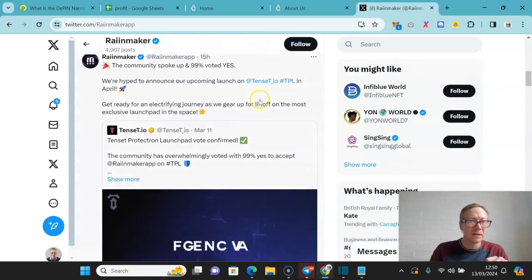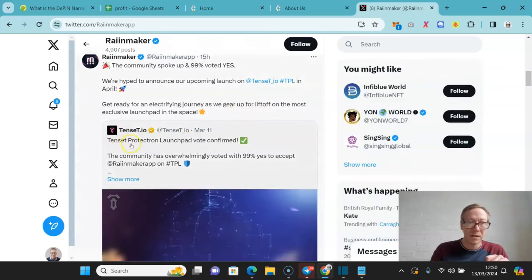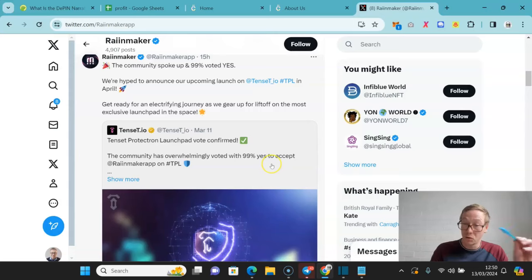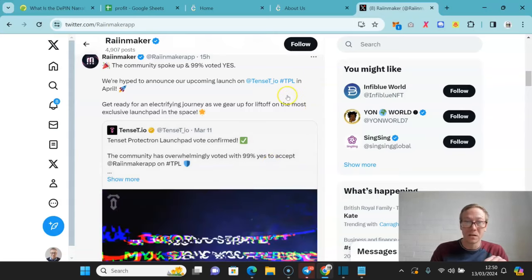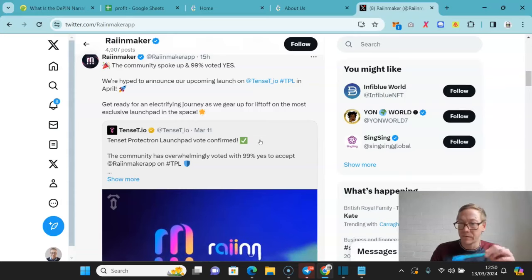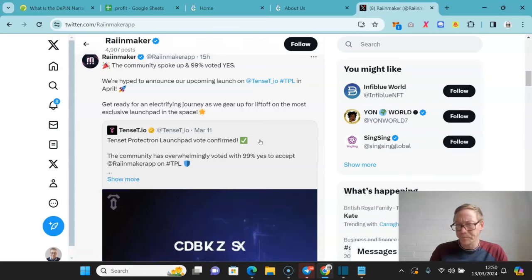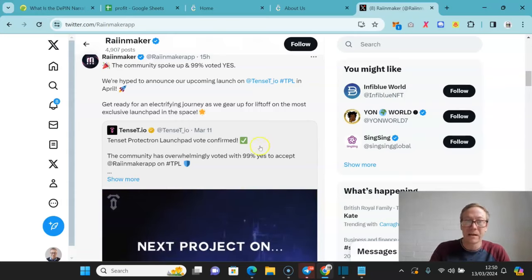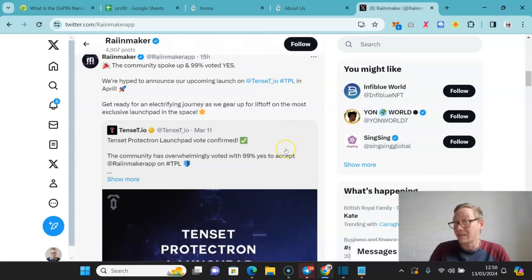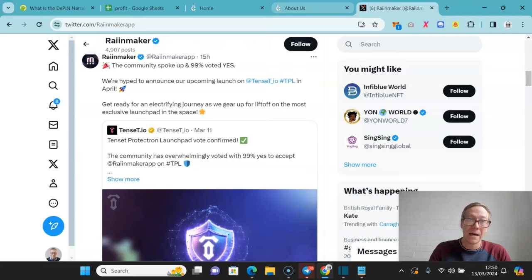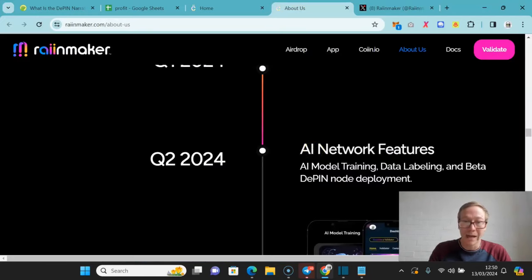I did notice that they've put this up. So coin launch. So Tencent. So they're launching on Tencent. So there's a 99% vote for Rainmaker to land on Tencent. So that coin launch, or the earning mechanism, as in the fundraising arm of Tencent, will be happening at the beginning of April, I believe, and then from there, the launch will probably happen soon after.